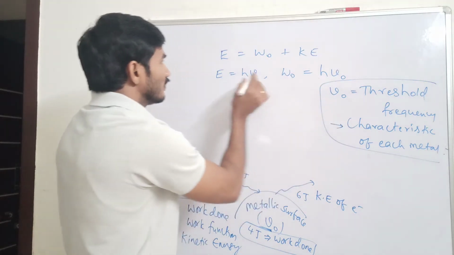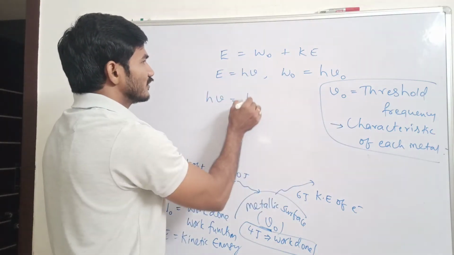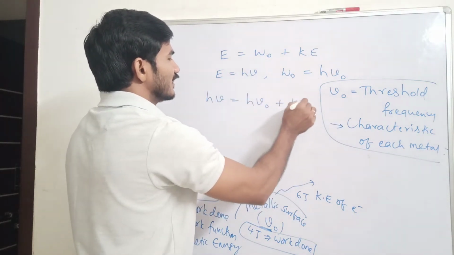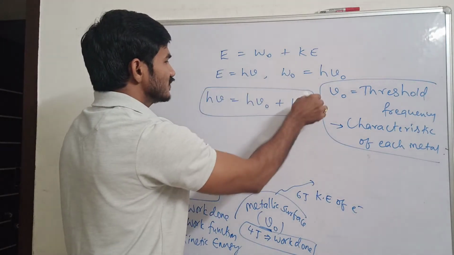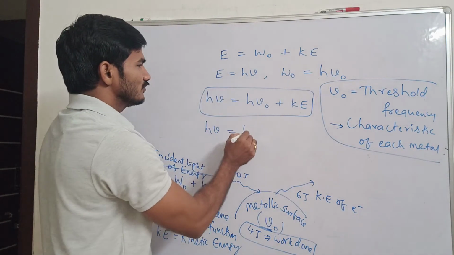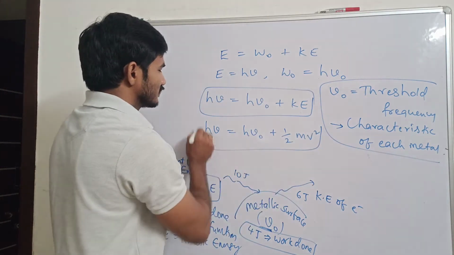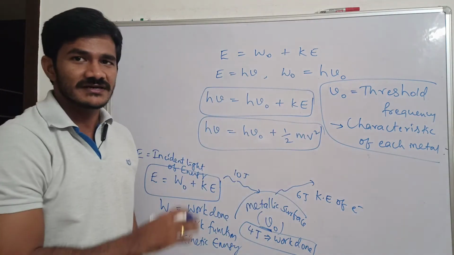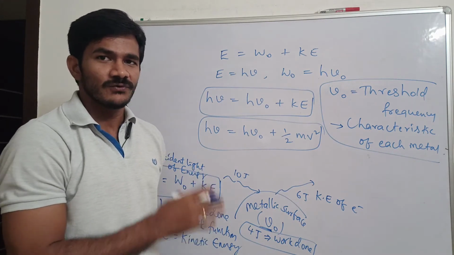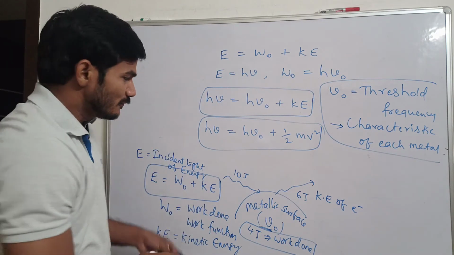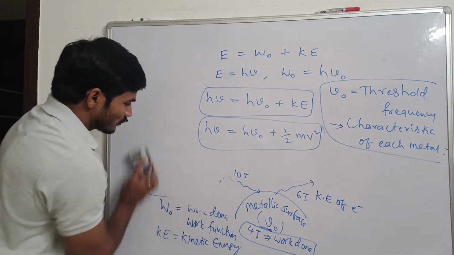Okay. Now I can substitute here: h nu is equal to h nu naught plus kinetic energy. This is an important relation. We can also write h nu is equal to h nu naught plus half m v square. This is the relation based on the photoelectric effect. Now a few important points we have to understand further in the photoelectric effect.